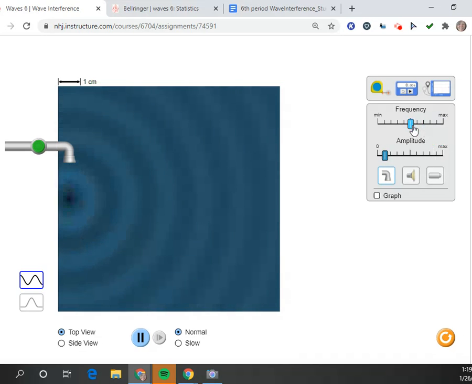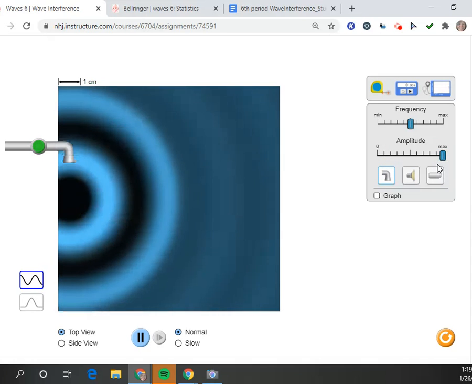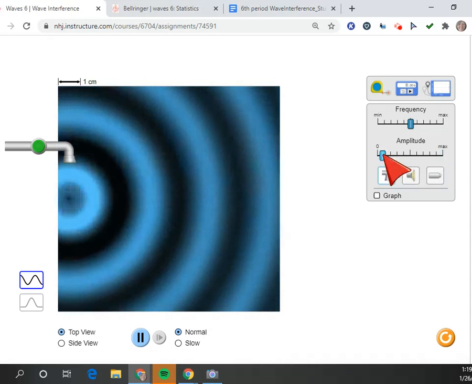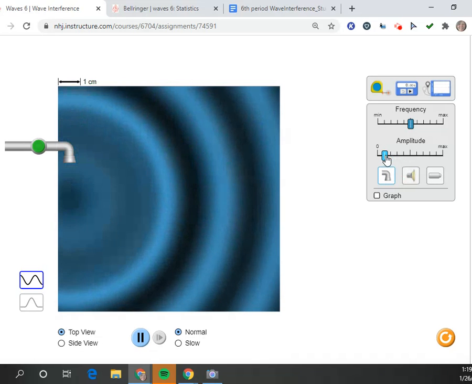You get more drips, right? More drips per second. Okay. I can change the amplitude. Check out what happens with amplitude. My drip gets bigger, right? Watch that. See? Little teeny drip.